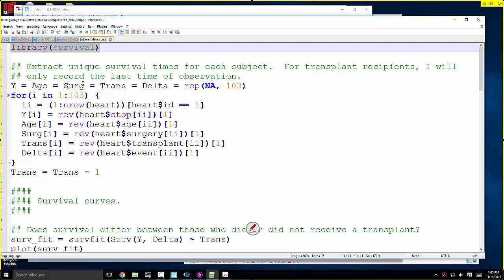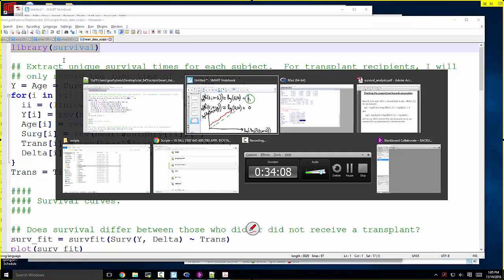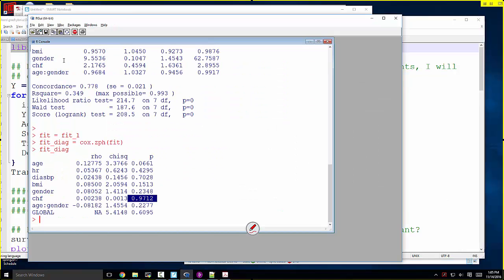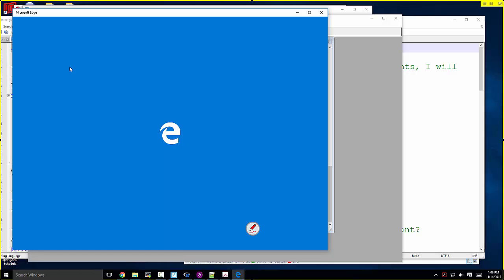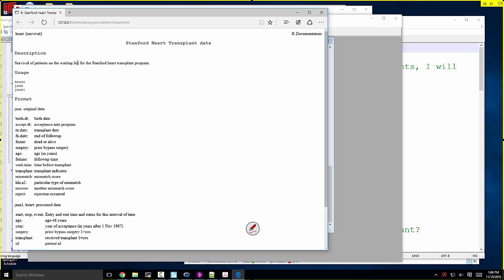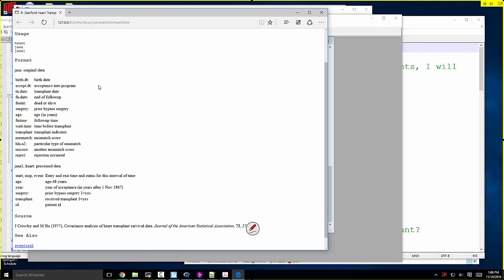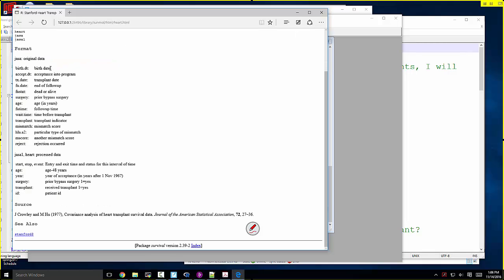Okay, we have survival time data for people. Let me look at the help file. The data set file name is called HEART. So we have survival times of patients on the waiting list for a heart transplant program. We have several covariates. We're going to look at, I think, follow-up time. That's the time under study.